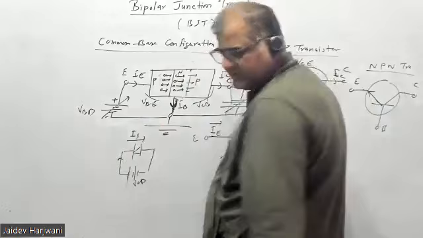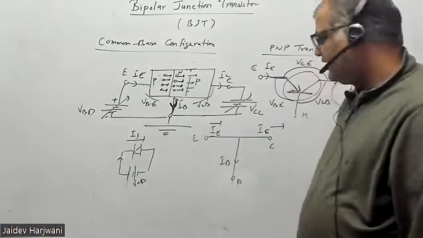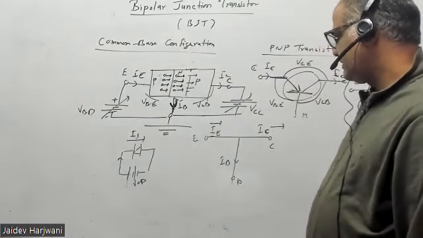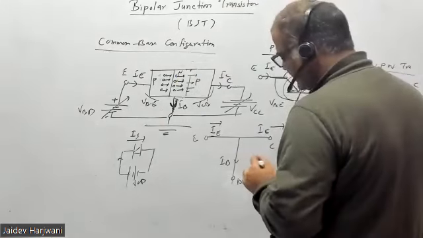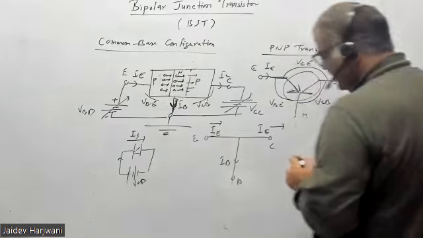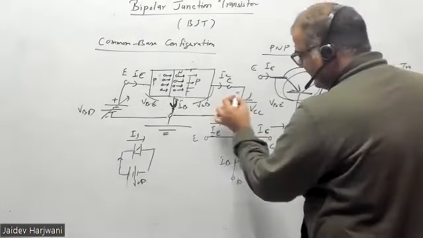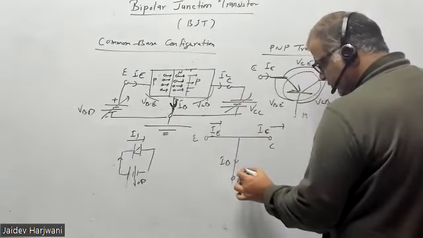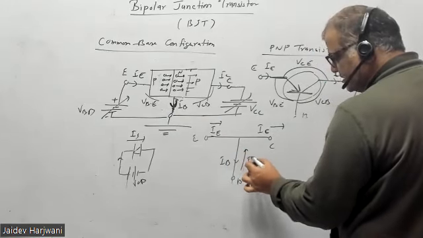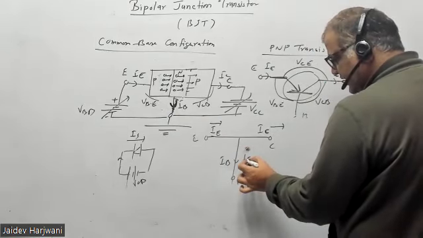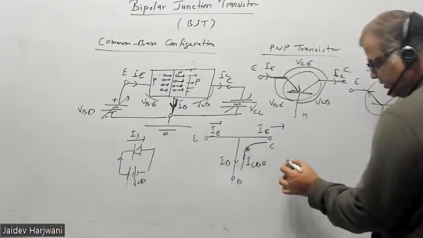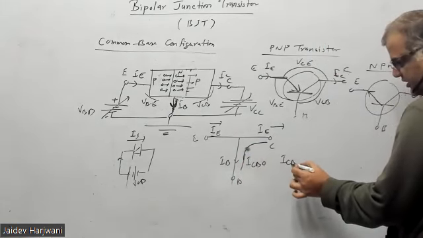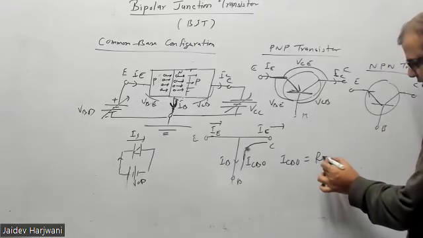This current is called leakage current, or saturation current, or reverse saturation current. So when I apply voltage to this junction, I am making it reverse biased, so one more current flows, called ICBO. This current is going like this. This current is called ICBO, the reverse saturation current or leakage current.